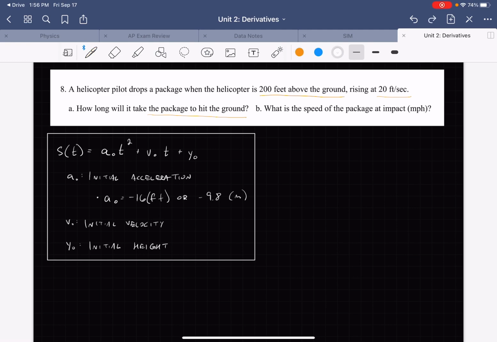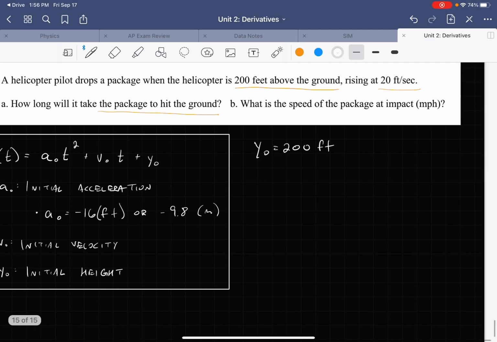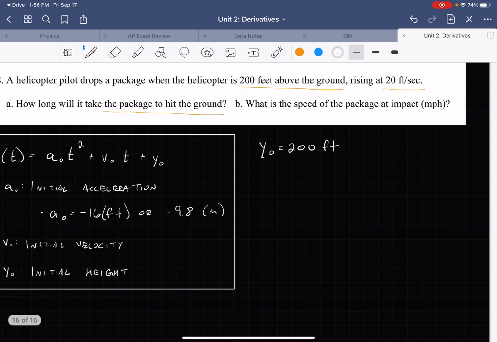So if I read through this one more time, it says the helicopter pilot drops a package when the helicopter is 200 feet above the ground. That's your initial height. So Y0 is equal to 200 feet. It says that the helicopter is rising at 20 feet per second. If you look at the units there, feet per second, that's a velocity or a speed. And since it's rising, in other words, it's going up, that means you would have a positive velocity. So our velocity is a positive 20 feet per second.